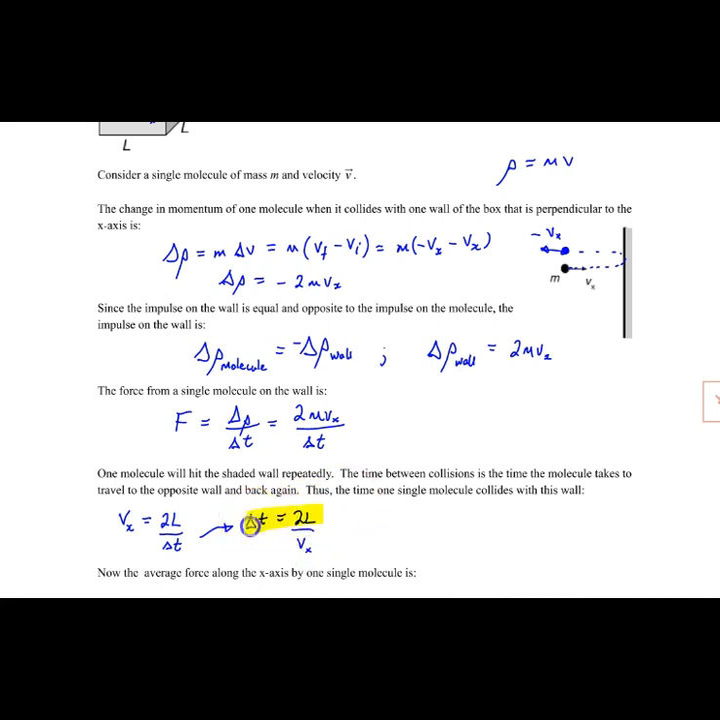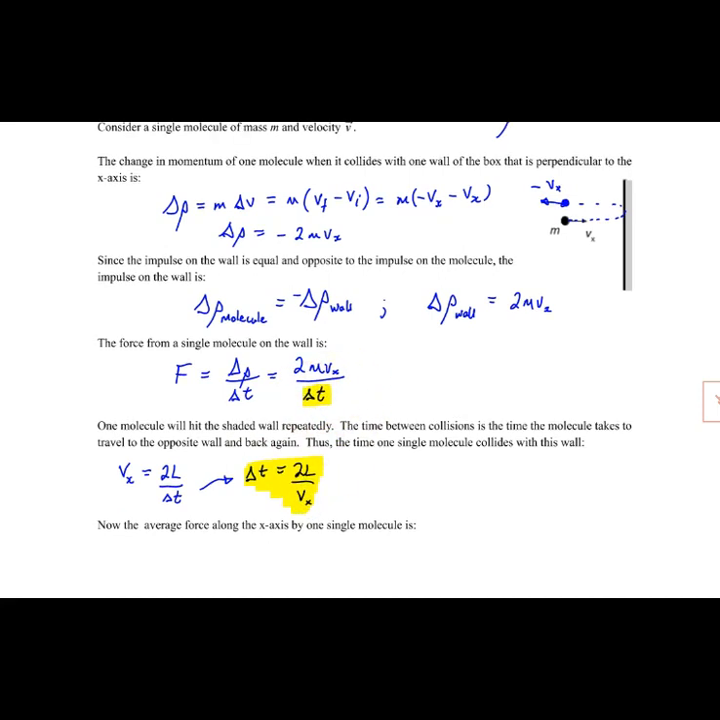So we're now going to substitute this expression into the above equation. So the average force from that one single collision from the one molecule is going to be 2mvx divided by this time, which we're going to replace with 2L over vx. And you should notice that the 2's here cancel out, and then you have a vx. It's not canceling out with that vx. It's actually going to be multiplying by that. So you're really going to end up with mvx squared divided by L.